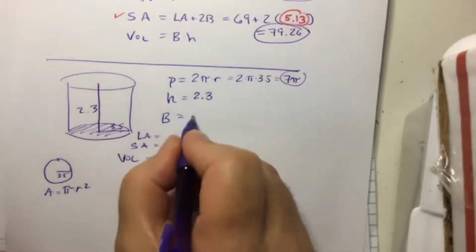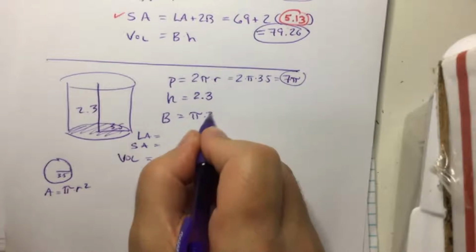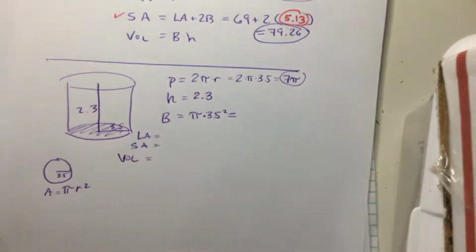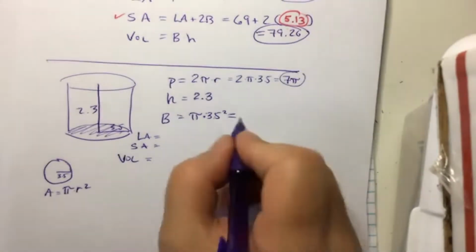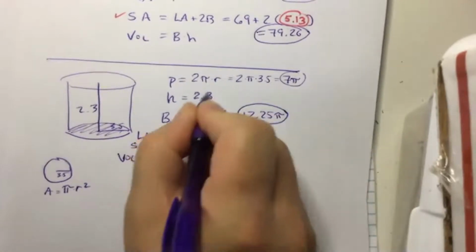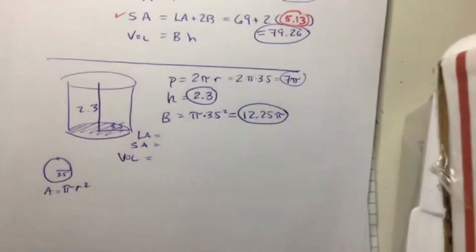So my area here will be pi times, in my case, 3.5 squared. You guys will have a different number. Radius, 3.5 squared. So I'm going to get 12.25 pi. Okay, does everybody have P, H, and B?